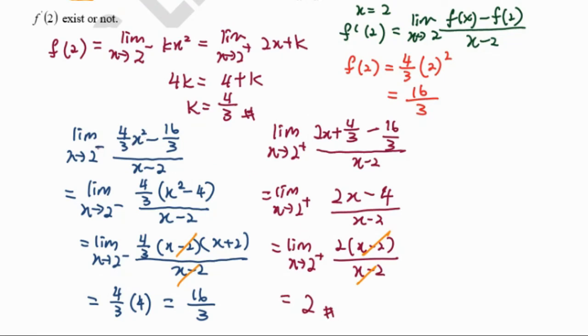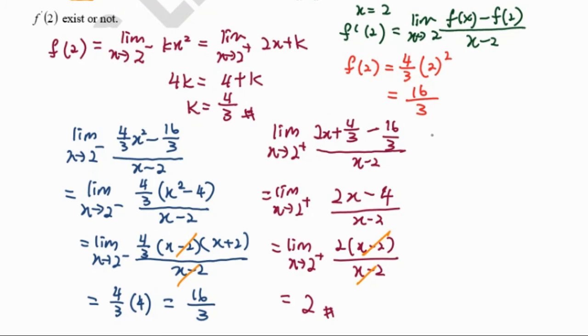So we see here, the limit as x approaches 2 from the left hand side is 16 over 3. The limit as x approaches 2 from the right hand side is 2. So the limits from the left hand side and right hand side are not the same, which means that this first principle limit as x approaches 2 will not exist. When this first principle limit does not exist, our function is not differentiable at 2. We cannot find the first derivative of the function at x equals 2. Automatically, f prime 2 will not exist.